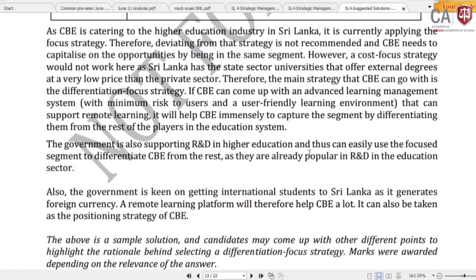Therefore, the main strategy that CB can go with is the differentiation focus strategy. If CB can come up with an advanced learning management system with minimum risk to users and a user-friendly learning environment that can support remote learning, it will help CB immensely to capture the segment by differentiating them from the rest of the players in the education system. So they can come up with the right e-learning solutions, digitalized options, that will help them to differentiate themselves from others.